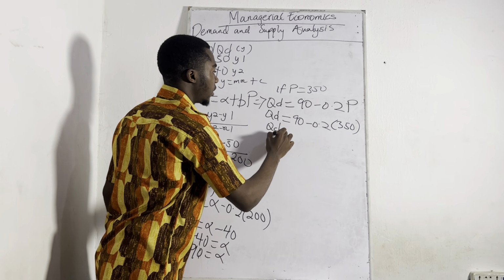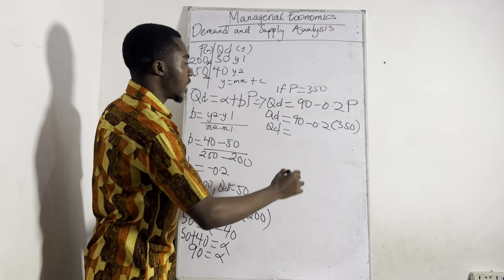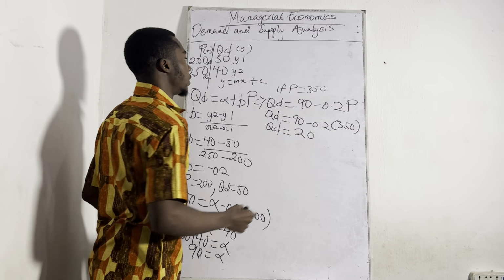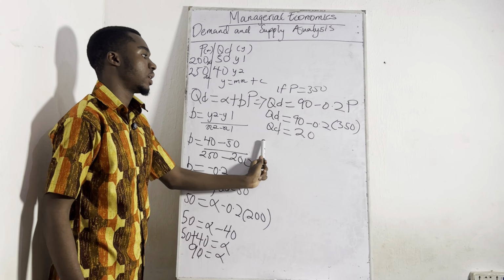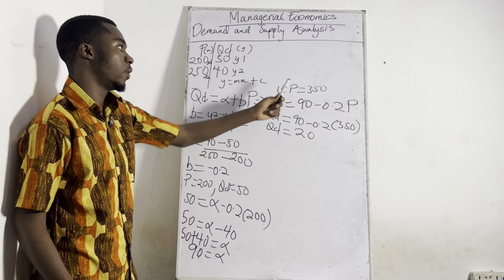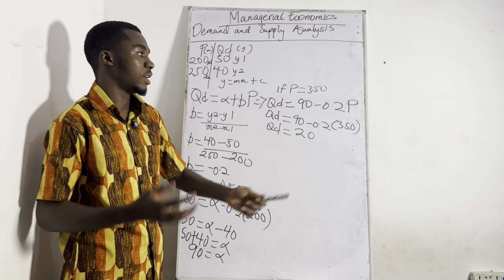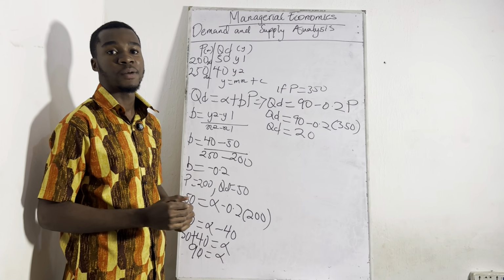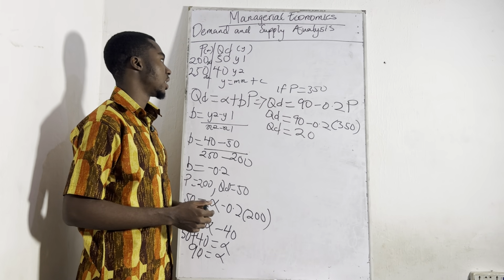So our quantity demanded will be 90 minus 0.2 times 350. I think that should give you 20, right? So it means when our price is 350, our quantity demanded is 20. If they say when price is 450, just make the P 450. You get it? So after you get to this part, you just be substituting whatever price they give to you. You get it? All right, so now let's go to the demand curve in case you're asked to draw it.